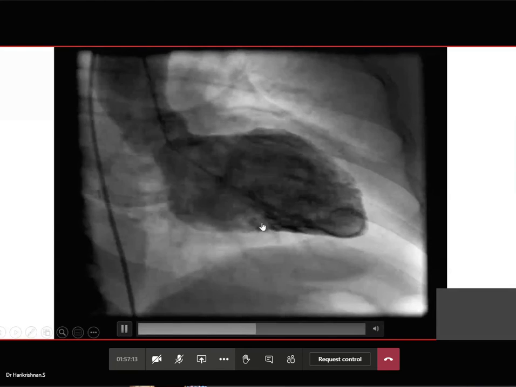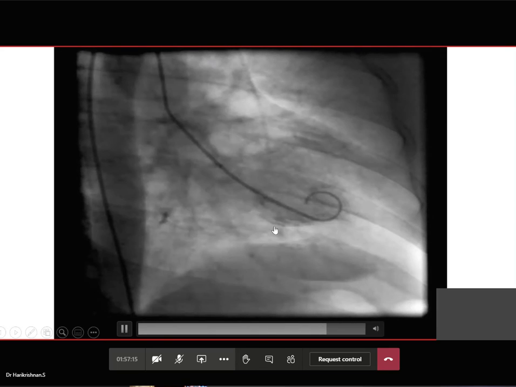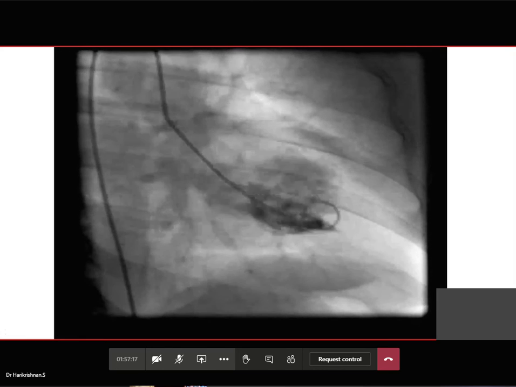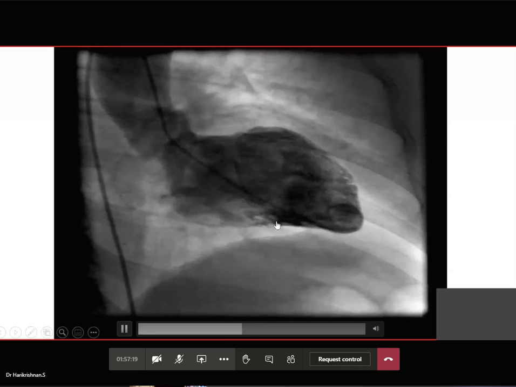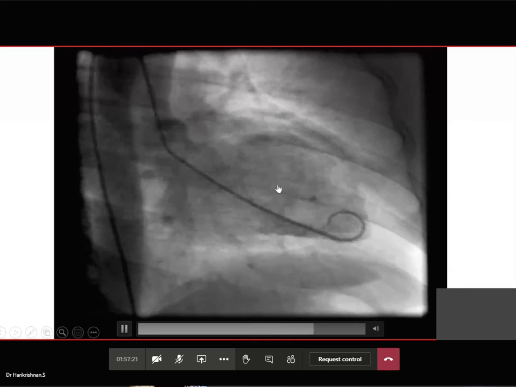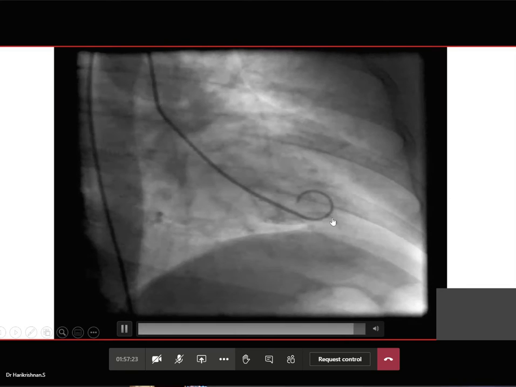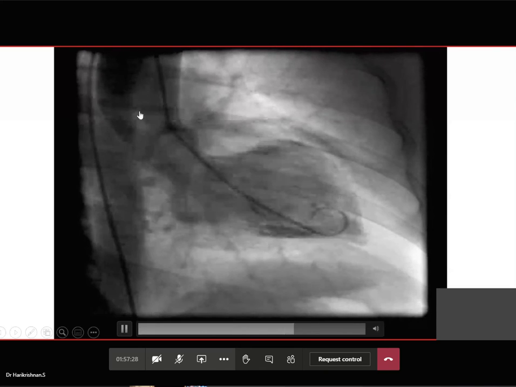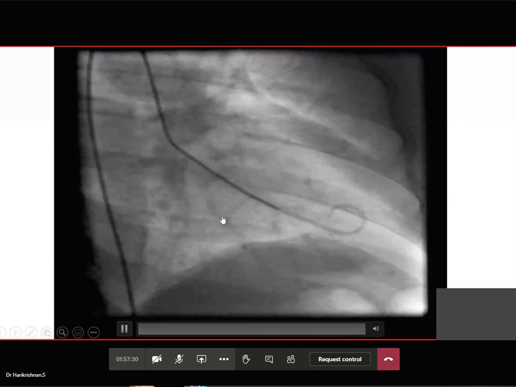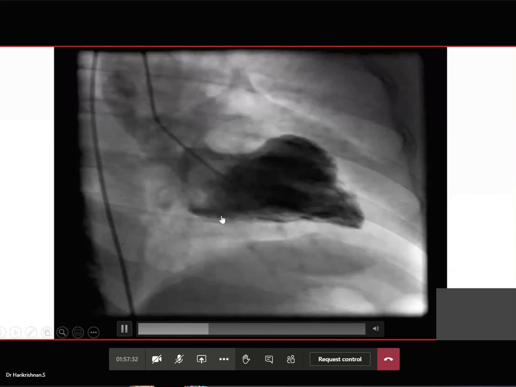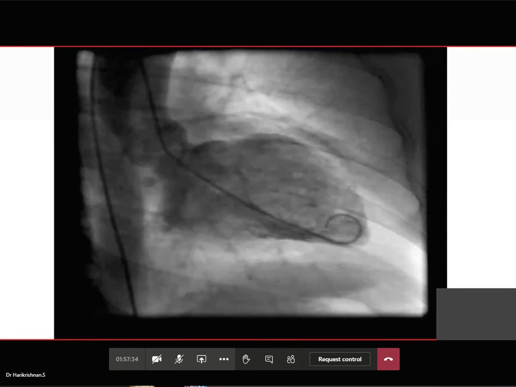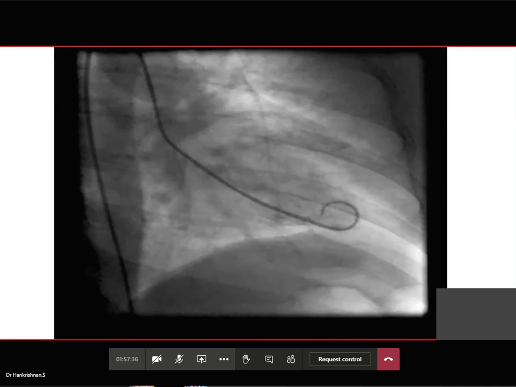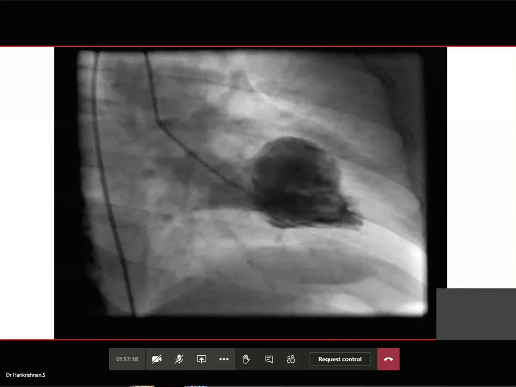What has happened to the diaphragmatic segment? The diaphragmatic segment is a little hypokinetic. So there is a regional wall motion abnormality. What is the peculiarity of this mitral regurgitation? Eccentric, the jet.